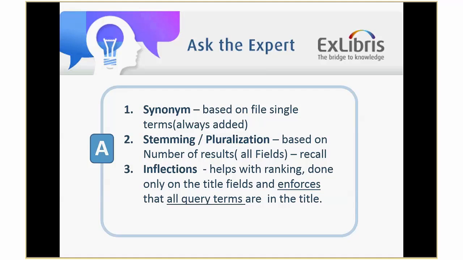Stemming and pluralization, of course, is the stemming based on the number of results, but on all the fields, which helps with the recall. But the inflections, similar, does the same thing as stemming and pluralization, but only on the title, on all the words, only on the title, and all the words that you've stemmed and the user queried all have to be in the title themselves. And of course, I just want to add the last thing that's not written here: more than one word. Inflections does not occur on one word. Of course, we don't want to start getting many results like stemming, even on the title, on every search that we do.